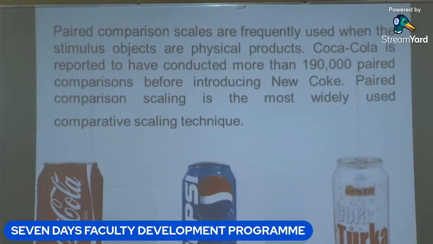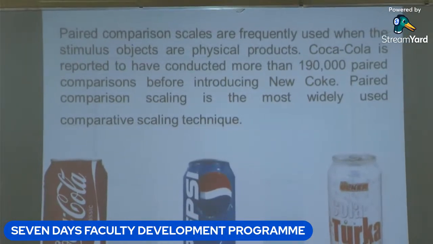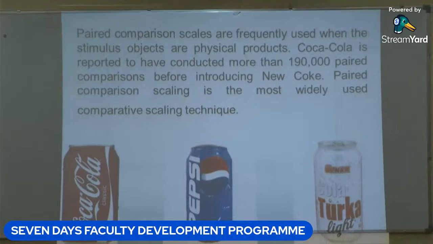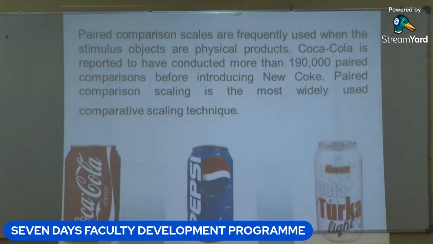Here there are 3: one is Coca-Cola, the Pepsi, and the Cola Turka. So these are the 3 products, and the opinions of the respondents are collected regarding whether they like Coca-Cola or the other 2 products. So that's how it works, whether they prefer Pepsi or Coca-Cola, or the Cola Turka with these 2.